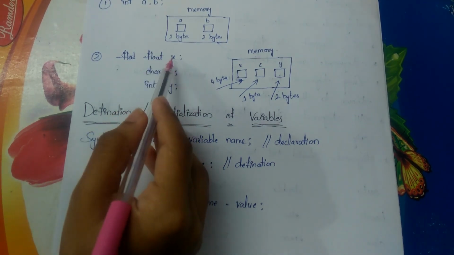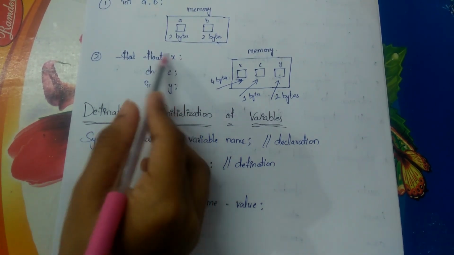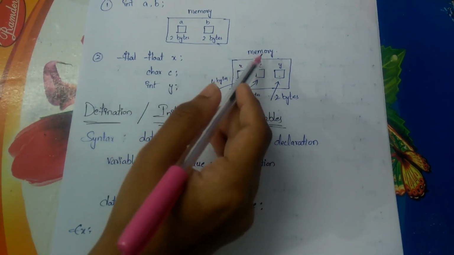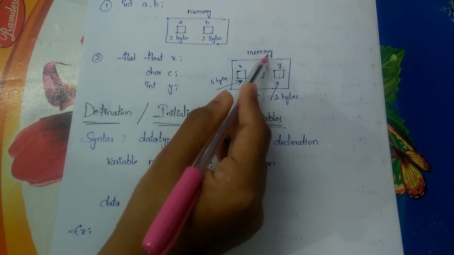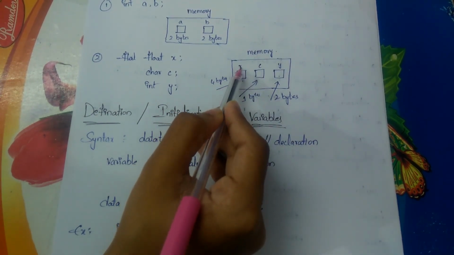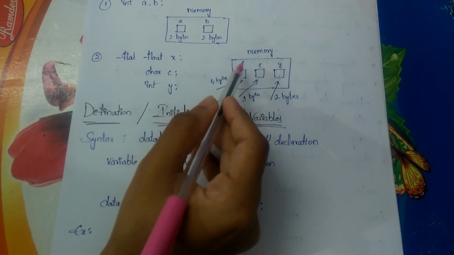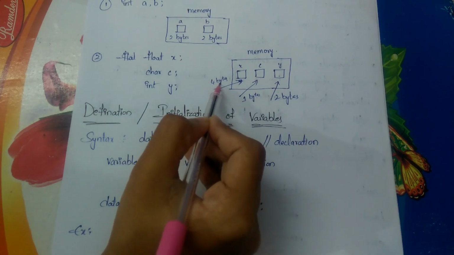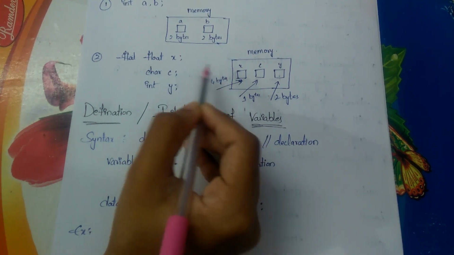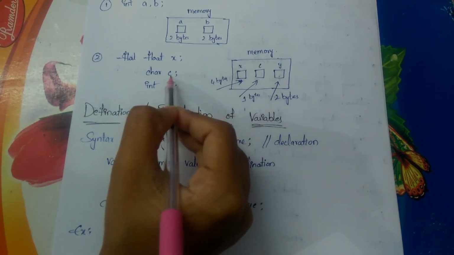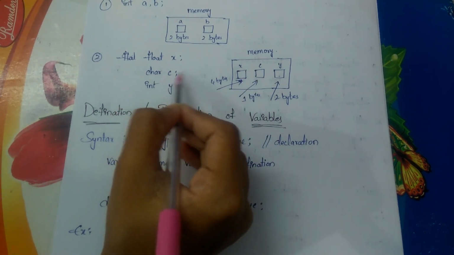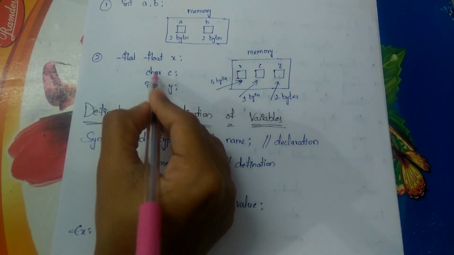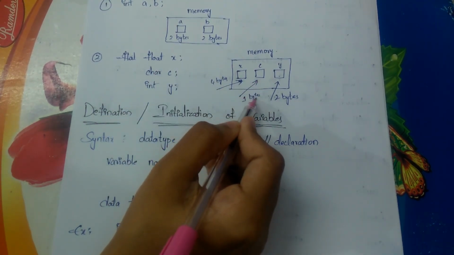For float x, char c, int y, we are declaring the variables x, c, y. Immediately in the computer memory, it creates x, c and y. In the x variable the floating point will be stored, and for a floating point it takes 4 bytes of memory. And c is also a variable whose data type is char, so a character will be stored. For that it takes 1 byte, because a character takes 1 byte of memory.